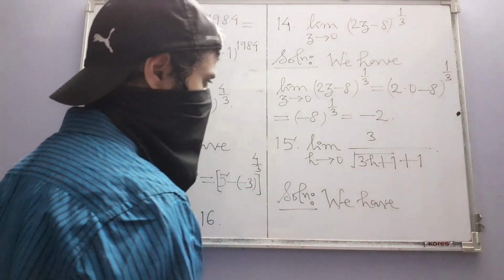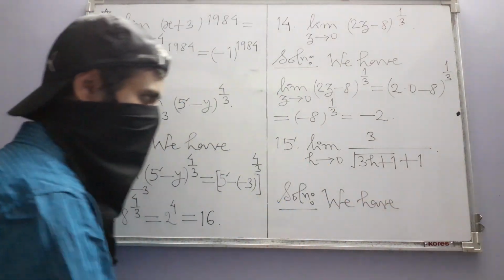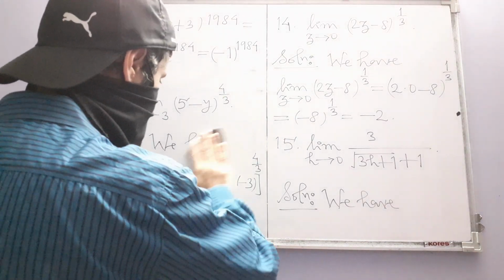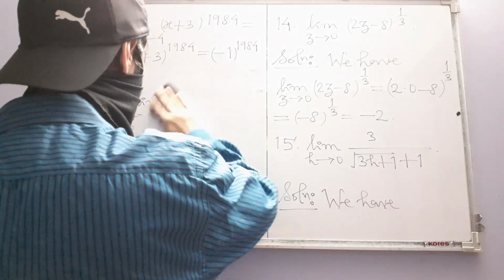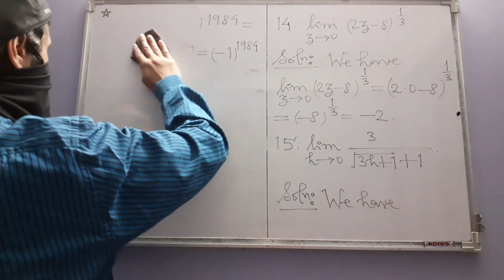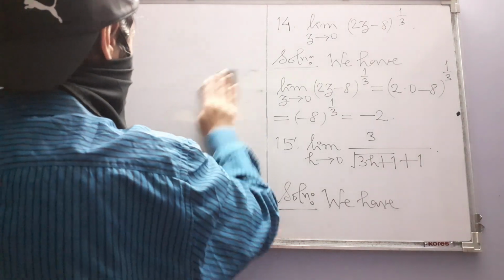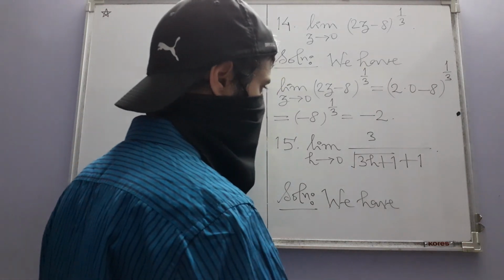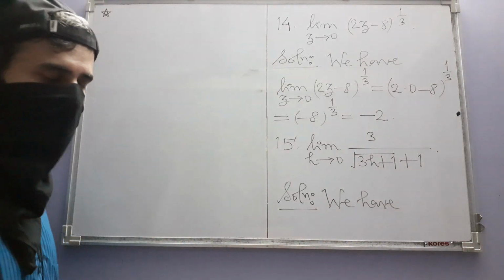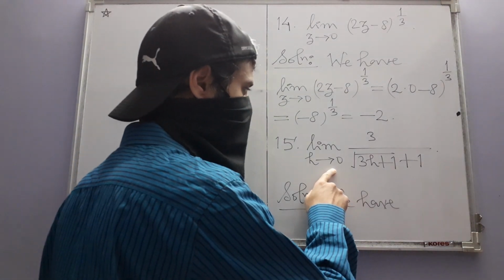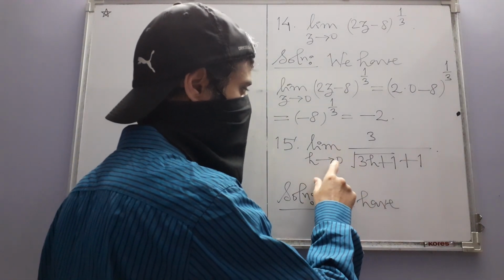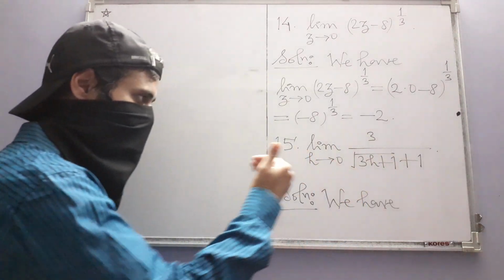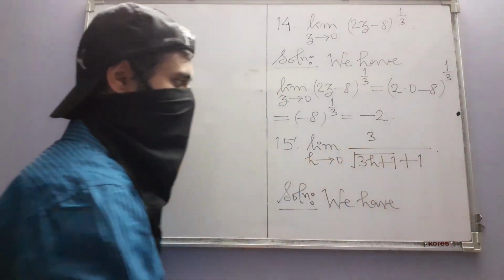Is there any problem in substituting 0? No. The denominator does not become 0, so we can just do that. Well, we can do that, but what is the justification? You see, we have already seen the limit laws. One of the limit laws tells us that this limit can be calculated to be equal to the limit of 3 as h tends to 0 divided by the limit of this as h tends to 0.